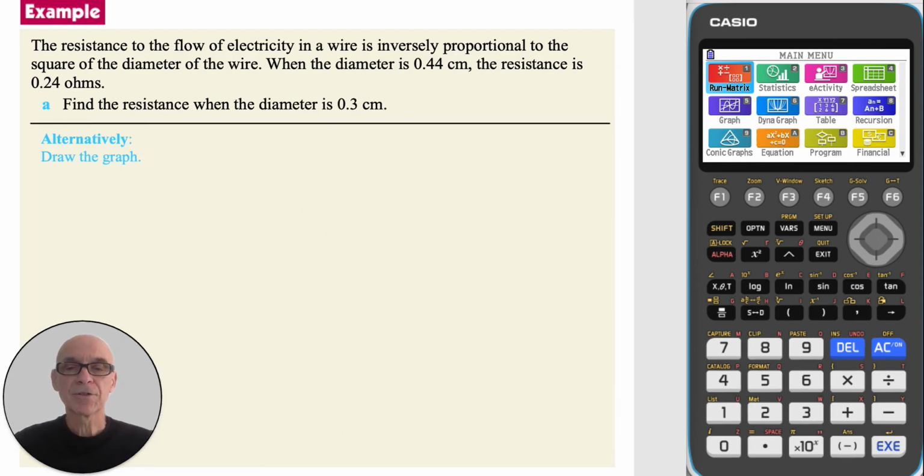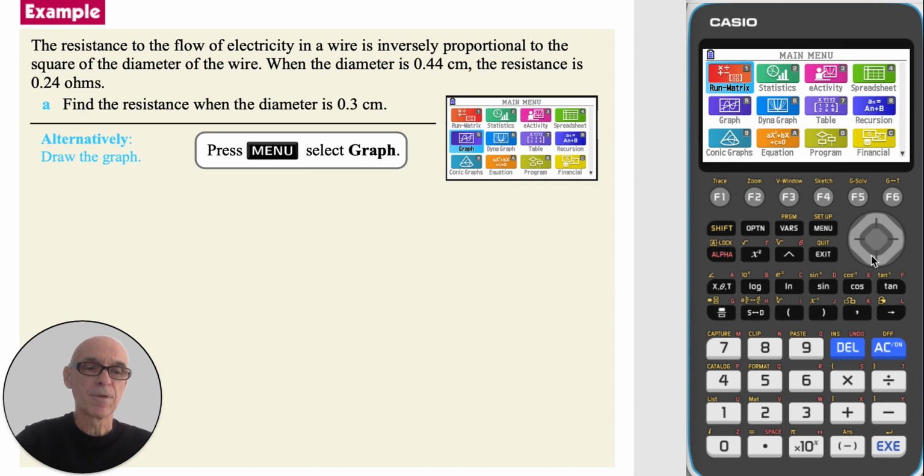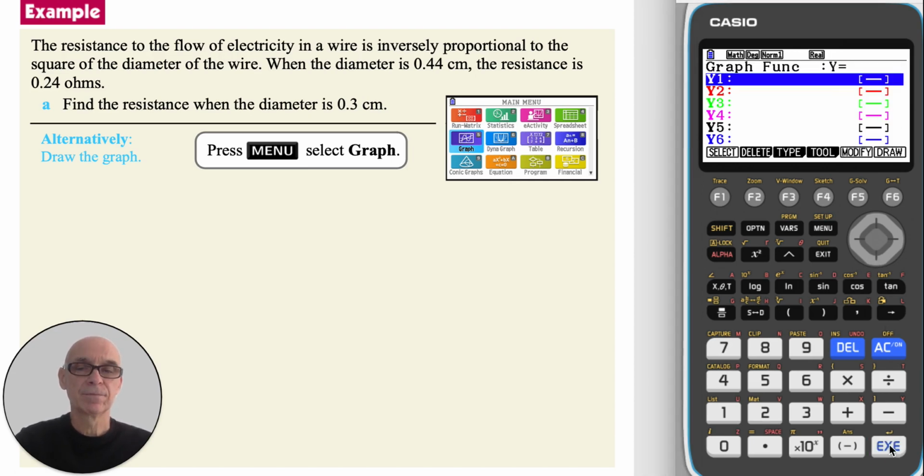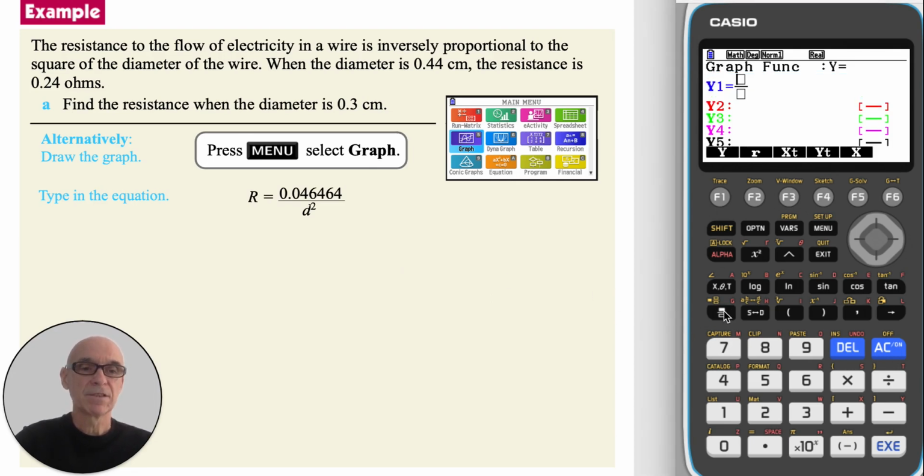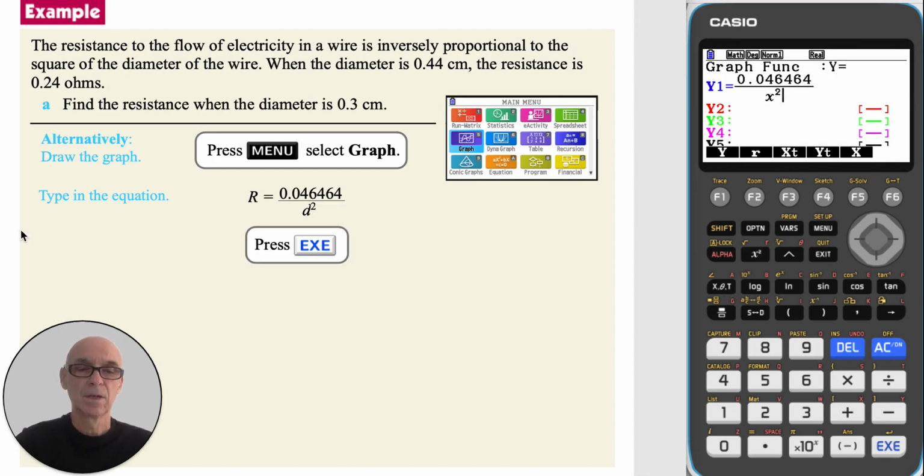Once you've found the constant of proportionality, another way of solving this problem is to draw the graph. From the main menu, select Graph. Type the equation into y1, pressing the fraction button, inputting 0.046464 into the numerator, and then scrolling down to get to the denominator, pressing the x variable button to represent d, and then pressing the square button. Press Execute to enter the equation.